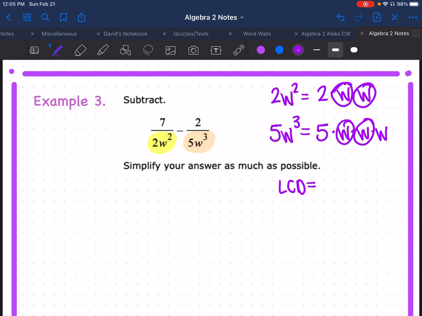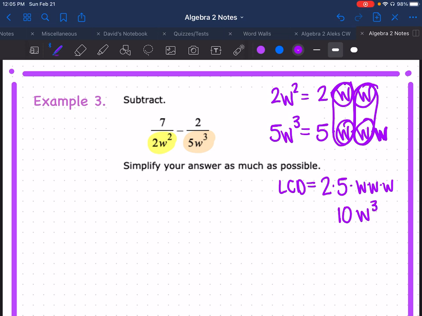Okay, so really it's like they have this in common and they have this in common. But notice I have this extra W, it's got to go too. So I've got 2 times 5 times, I've got to take all 3 W's. I take the 2 they have in common, plus I got to take that extra one from the second. So 2 times 5 is 10, and W times W times W is W cubed. I'm just making sure I had enough W's.